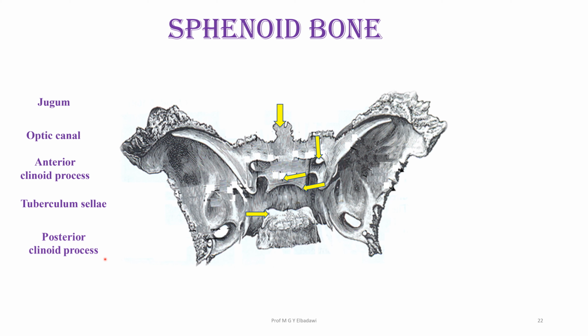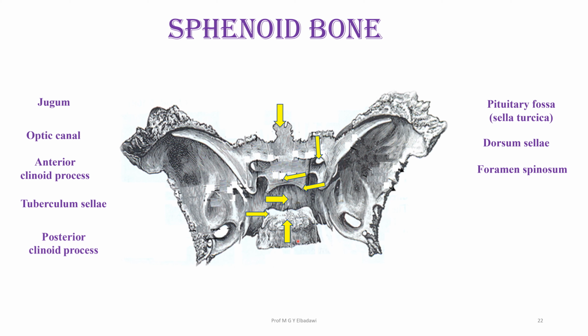Here we can see the posterior clinoid process on each side of the dorsum sellae. That is the dorsum sellae here. Between the tuberculum sellae and the dorsum sellae, this is the sella turcica, or the pituitary fossa, where the pituitary gland will be lying over here.